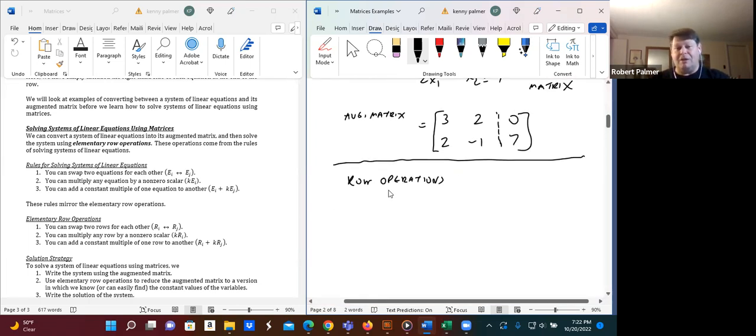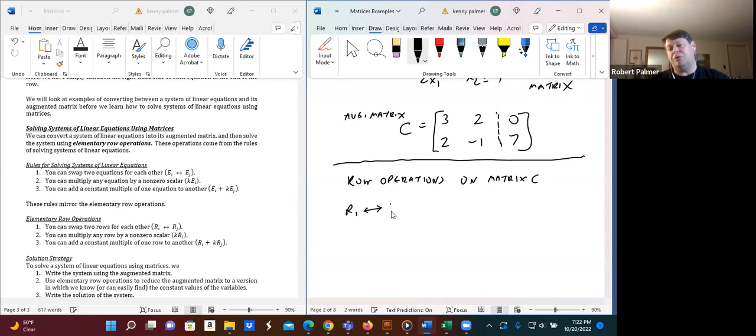So first off, let's take a look. Let's use our matrix, and let's name it C. We called the others A and B, so let's call this one C. So let's do row operations on matrix C. First off, I'm going to switch row 1 with row 2. All I'm doing is switching rows.